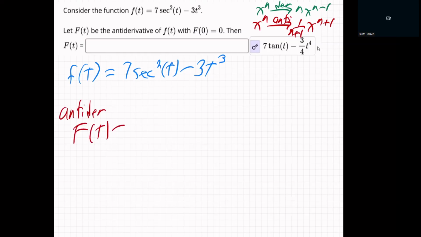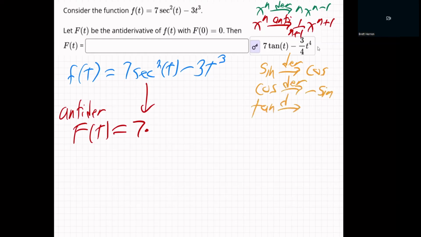capital F of t. What's it going to be? What's the anti of this? Well, the 7 sitting in the front will just sit there. Secant squared. Well, remember the derivative rules. Do you remember the derivative of sine? The derivative is cosine. Cosine, derivative is minus sine. Remember these? Derivative of tangent is secant squared. Hold on, there it is.